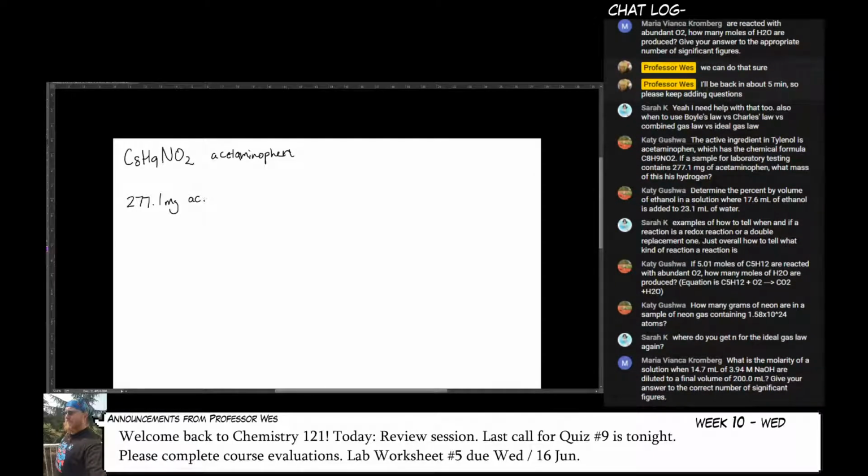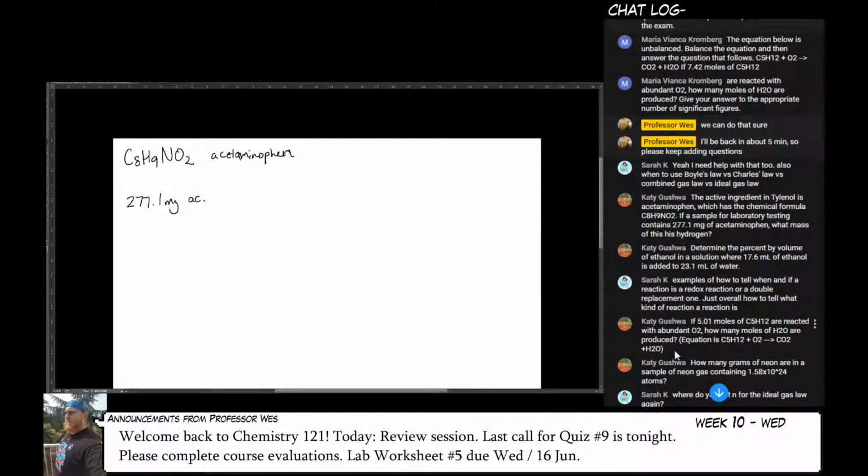What mass of this is hydrogen? Oh, I'm going to scroll this up just real quick so that it doesn't move on me while I'm trying to read it. So keep typing. You see my little giant blue arrow down there. So I will get your message in just a second here.